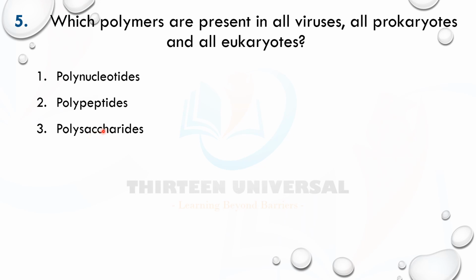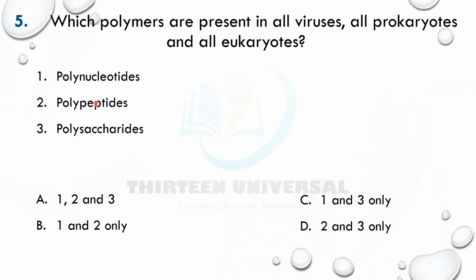Polysaccharides. Not all viruses have polysaccharide, but all viruses have a nucleic acid, which is a polynucleotide, surrounded by a protein coat, which is polypeptides. So what do you think it should be? Should it be A, all of them, or 1 and 2, or 1 and 3? That's polynucleotide and polysaccharide, or 2 and 3. The answer is actually 1 and 2. All viruses have polynucleotides, DNA or RNA, and they all have polypeptide capsid protein.